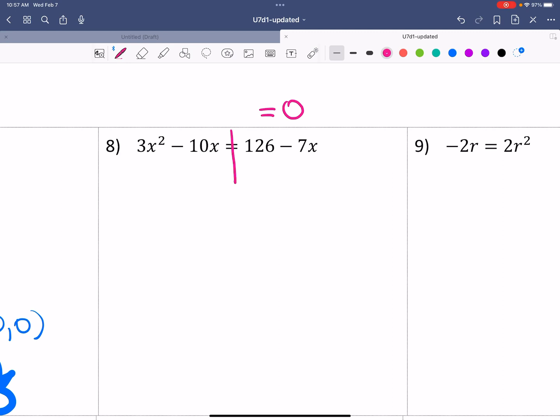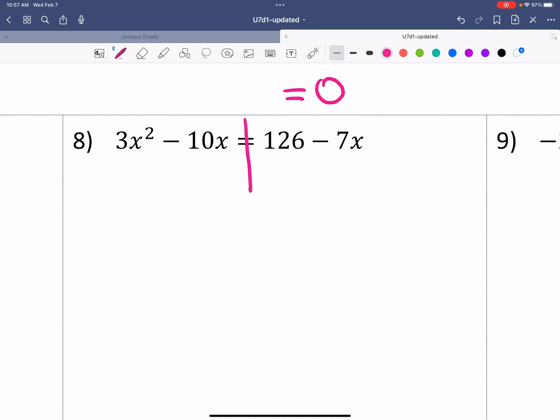Opposites make zeros. So you can see that we have on the right side a positive 126. So the opposite is a negative 126. We also have a minus 7x. So its opposite will be positive 7x. But remember with equations, what you do to one side, you do to both sides. So I have to do a minus 126 and a plus 7x to both sides. But on that right side, these opposites, they're going to 0 out.